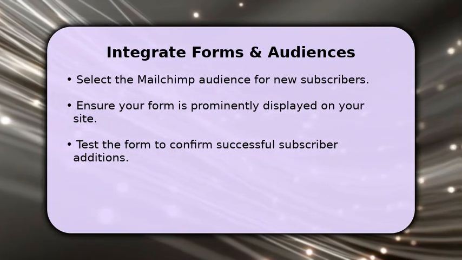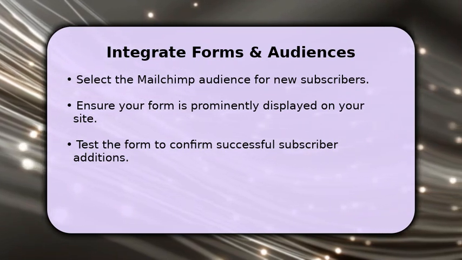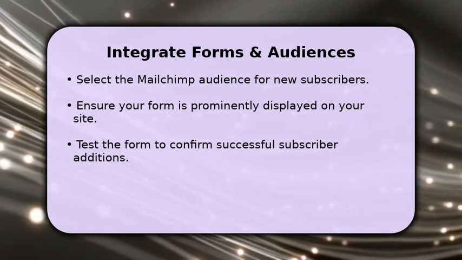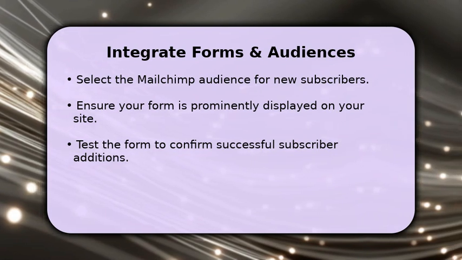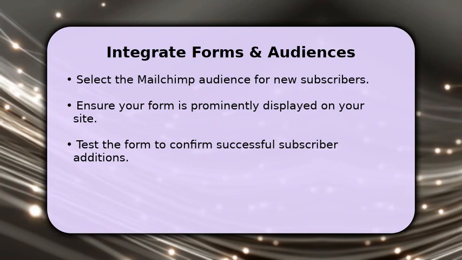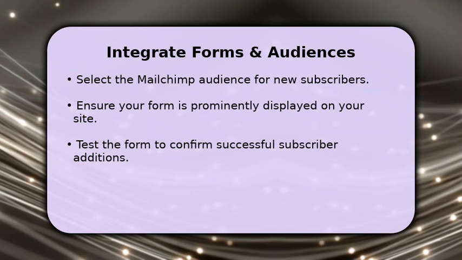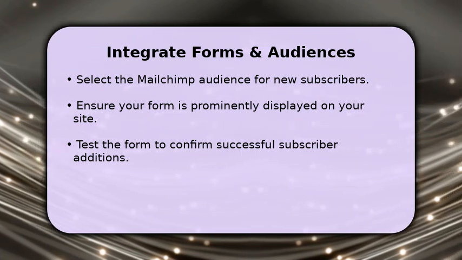In the form settings, choose which of your Mailchimp audience's new subscribers will join. Double-check that your form is visible on your desired pages or posts. It is crucial to test the form by submitting a dummy entry yourself. This confirms that new subscribers are correctly added to your Mailchimp audience, ensuring your email list grows effectively.